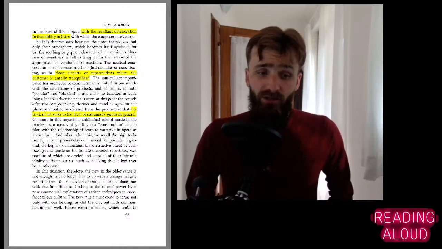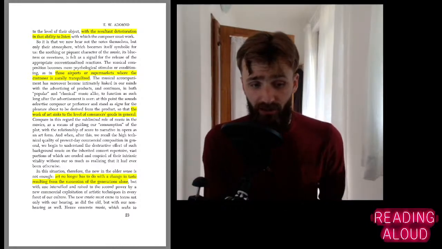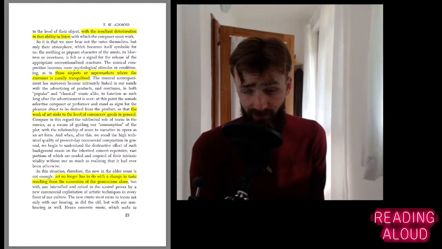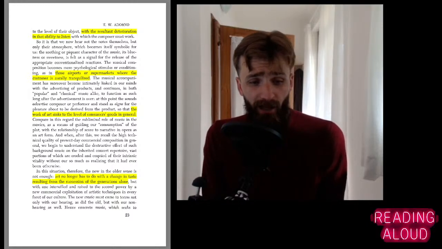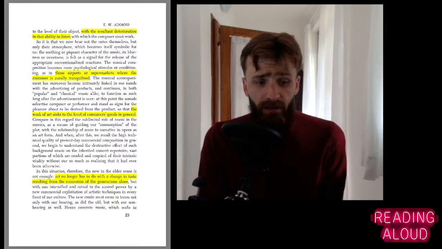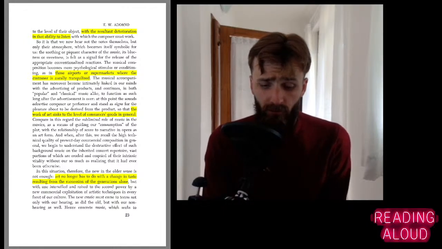In this situation, therefore, the new and the older sense is not enough. Art no longer has to do with a change in taste, resulting from the succession of the generations alone, but with one intensified and raised to the second power by a new commercial exploitation of artistic techniques in every facet of our culture. The new music must come to terms not only with our hearing, as did the old, but with our non-hearing as well.